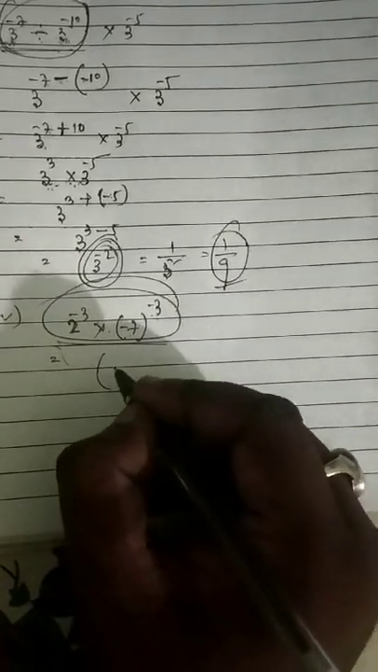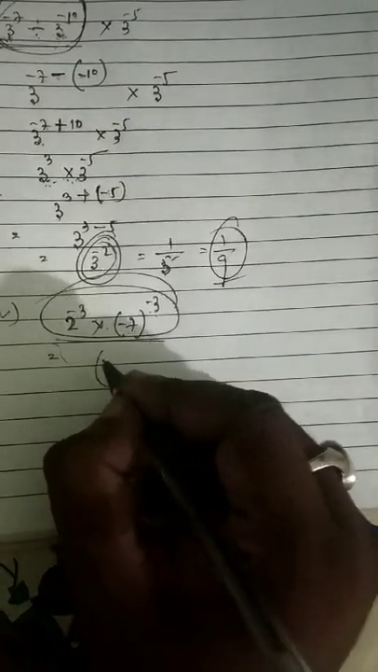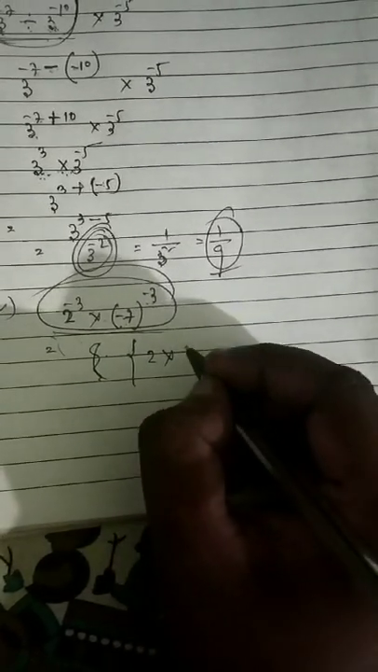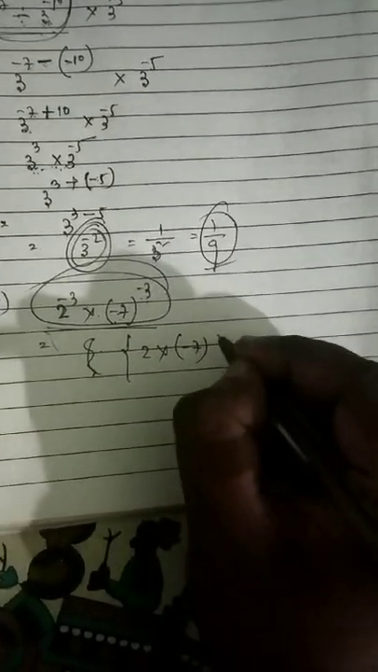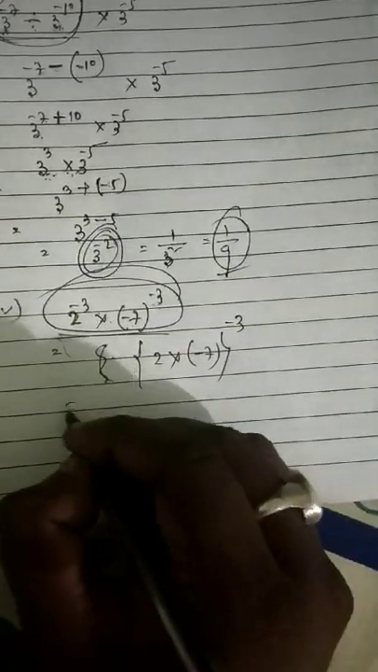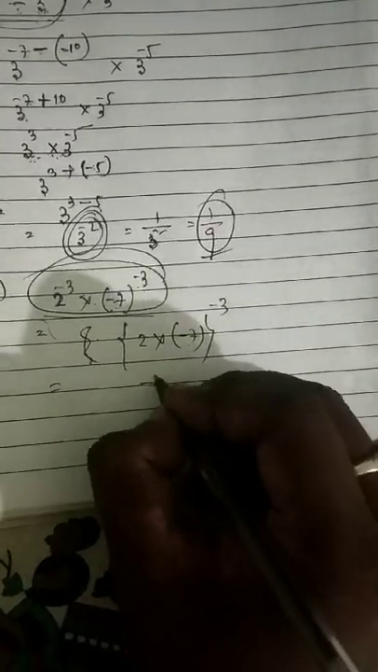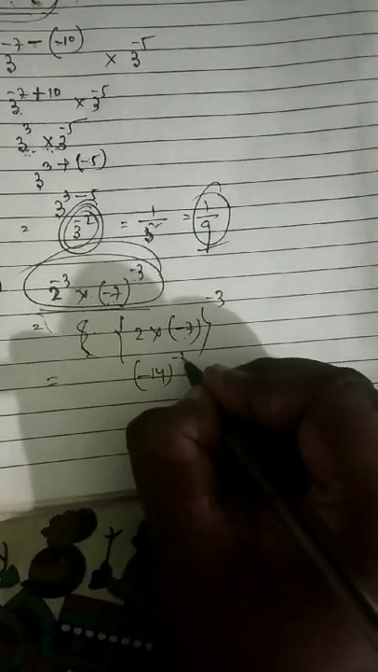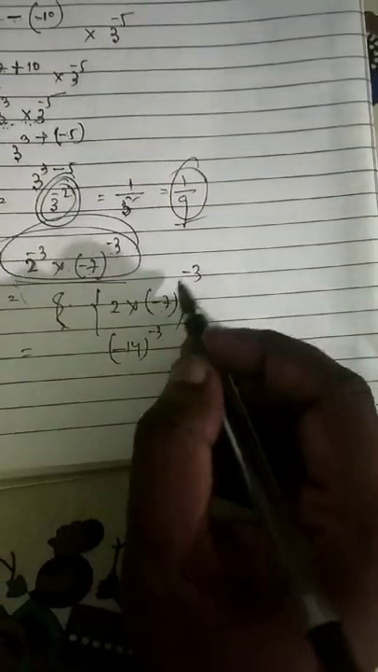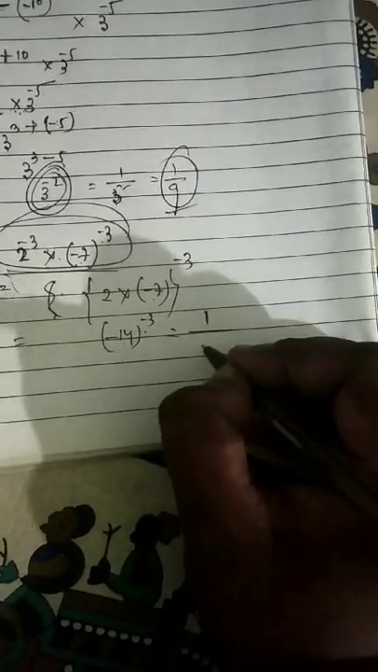So accordingly I'm going to multiply this. I'll be using a second bracket, 2 into minus 7, and I'll keep the power the same, minus 3. So 2 into minus 7 is minus 14, whole to the power minus 3. I'll write 1 by minus 14 whole to the power 3.